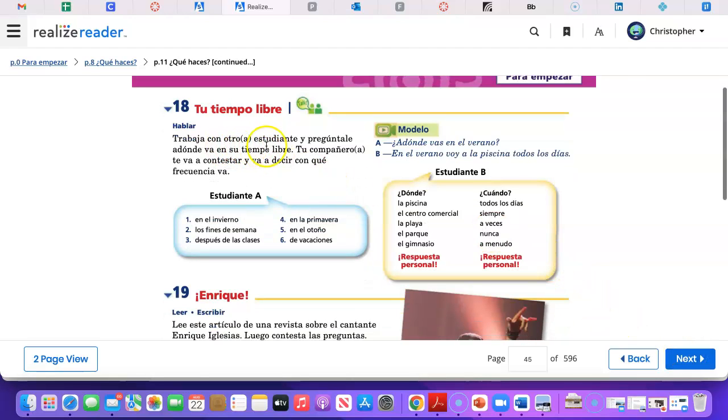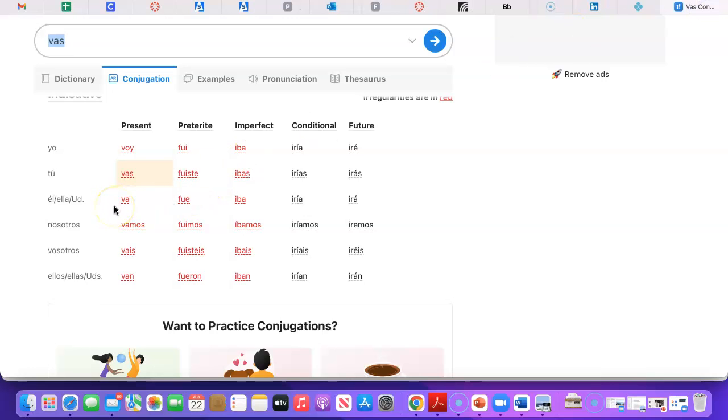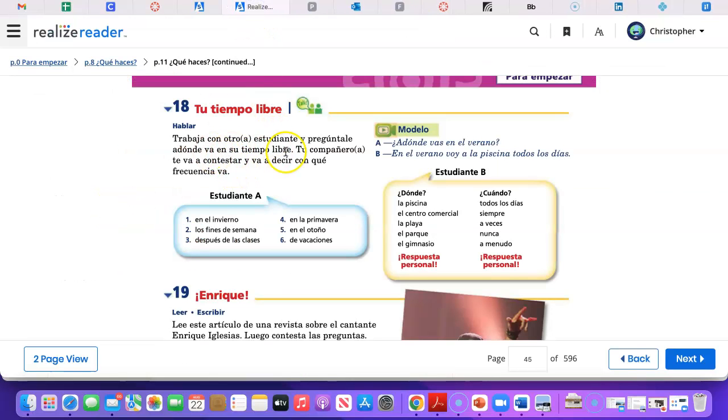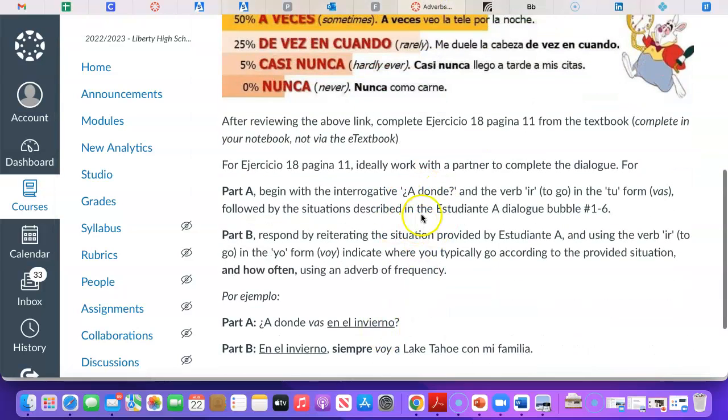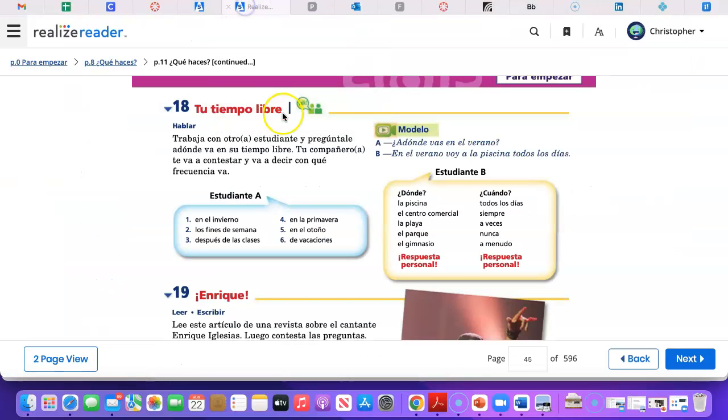All right, so it says work with another student and ask them where they go in their free time. Trabaja con otro estudiante y pregúntale a dónde va en su tiempo libre. Tu compañero te va a contestar y va a decir con qué frecuencia va. So you guys have detailed instructions here and some examples to go off of. But since we have the video, I'll do the first one with you all. So use the model.